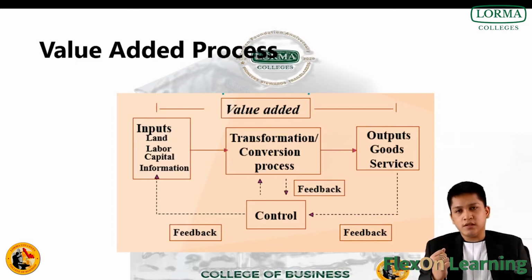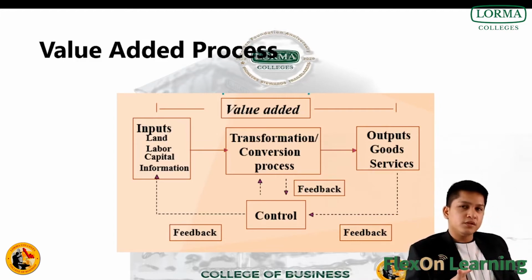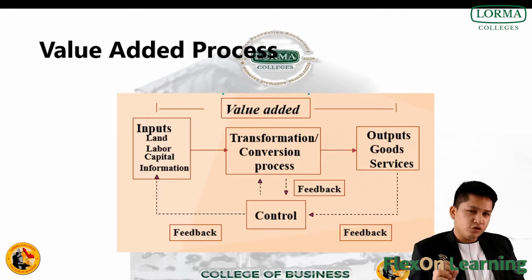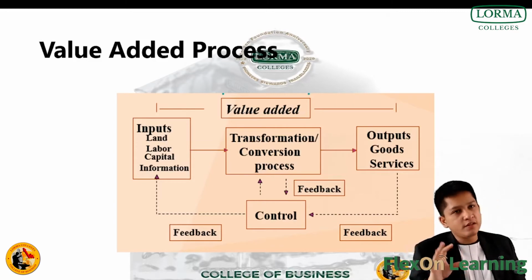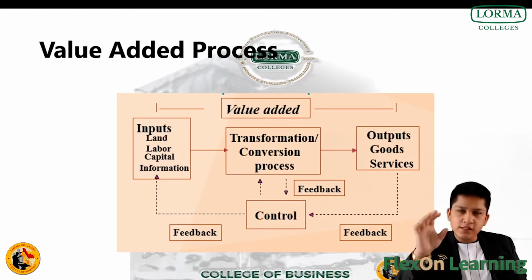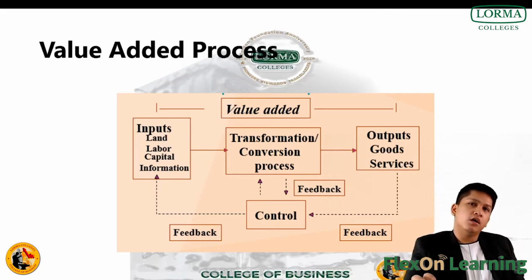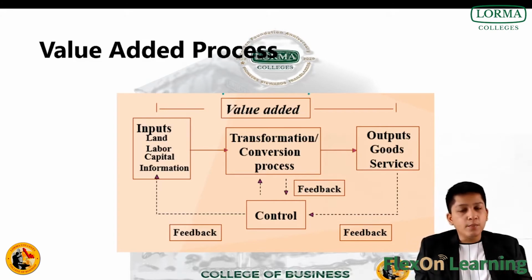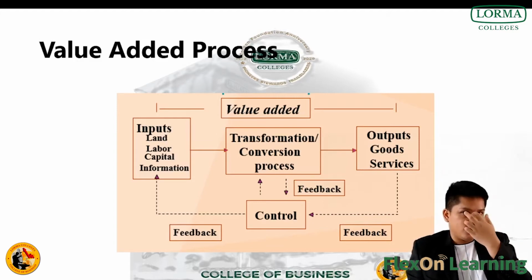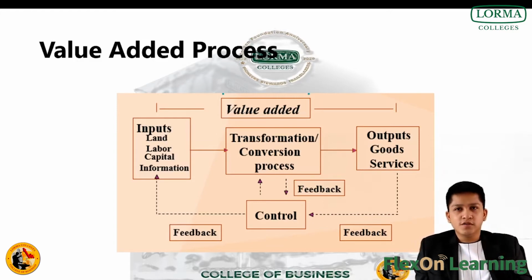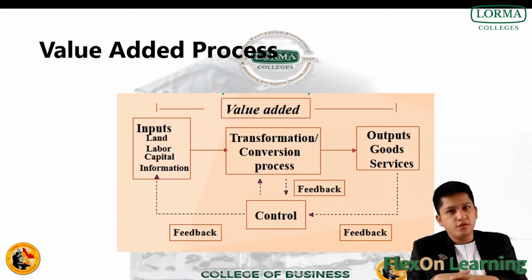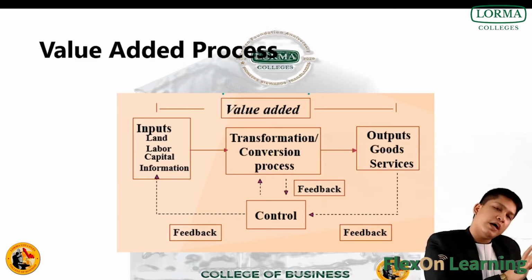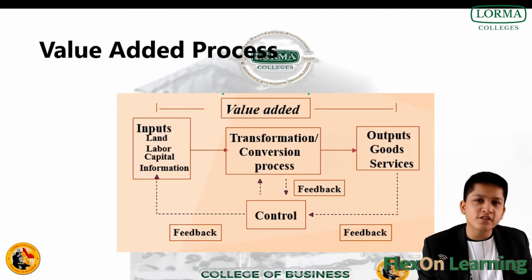As we talked about a while ago, what are we talking about when we say inputs? Correct, your raw materials, while the outputs are the finished goods. As you can see on your screen, those are the common inputs in business or in operations. We have the land, the labor, the capital, and the information. Okay? Then we have the transformation or conversion process. After that, we have your two main outputs, which are the goods and services.